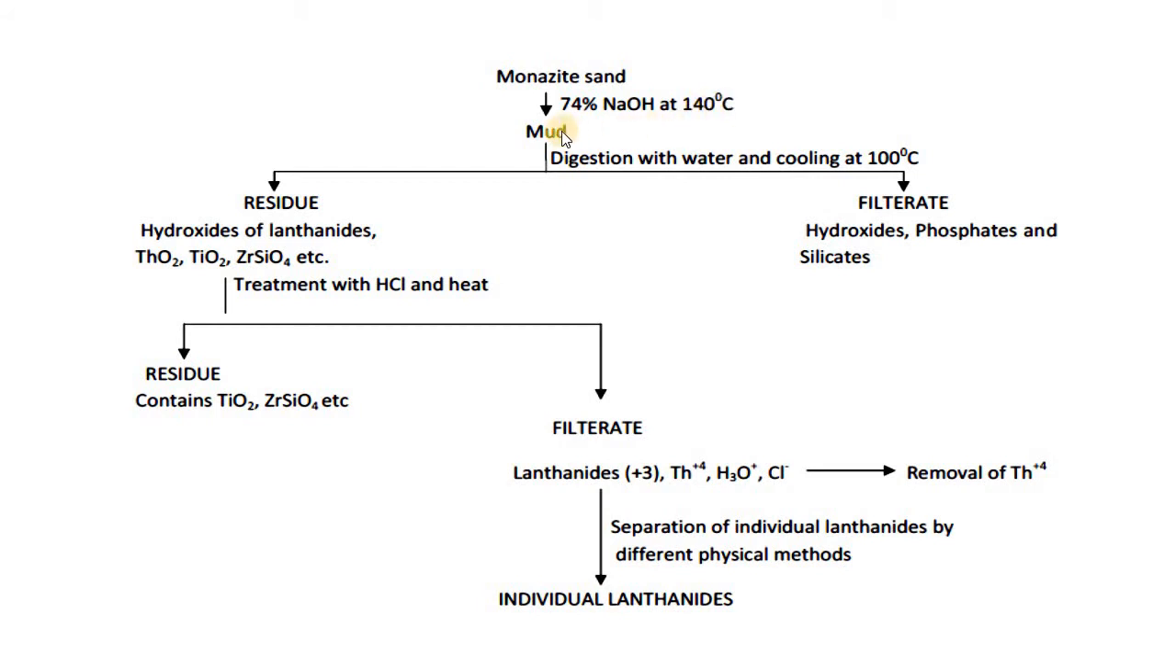A paste-type material is obtained that is called mud. Now, digestion with water, boiling, then cooling. Now, the residue is separated from the filtrate. The filtrate contains hydroxide, phosphate, silicate, etc., while the residue contains our desired components: hydroxides of lanthanides, thorium oxide, titanium oxide, zirconium silicate, also called zircon, etc.